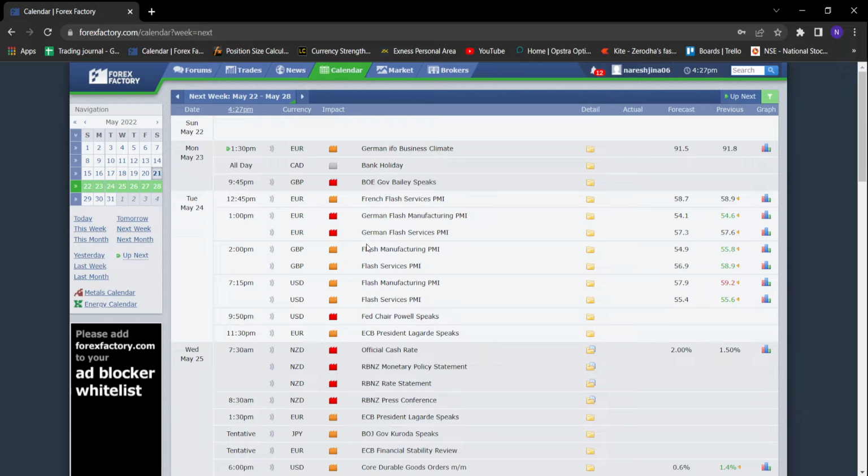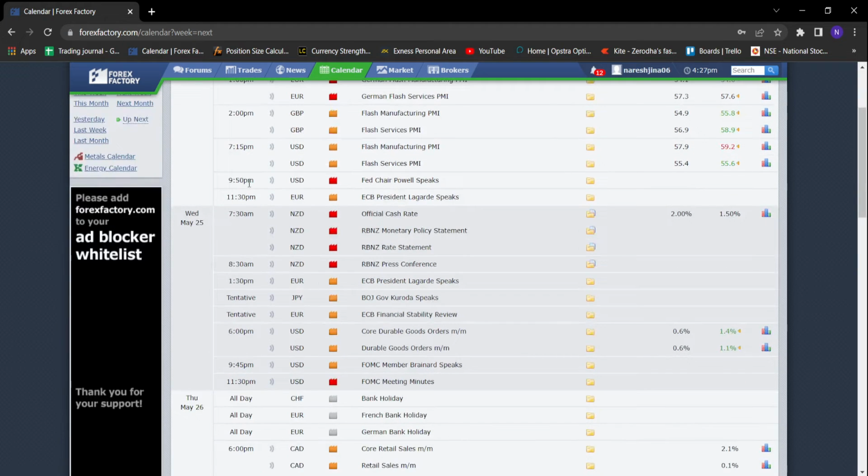On Tuesday we have EMA data for Euro, so we can expect movement at that time, and we have a speech for USD as well at 9:50 p.m. on Tuesday. On Wednesday, trade carefully at this time, guys, because this is bank rates time. We can expect spikes up and down drastically, so it can hit your stop loss. Trade carefully at this time.